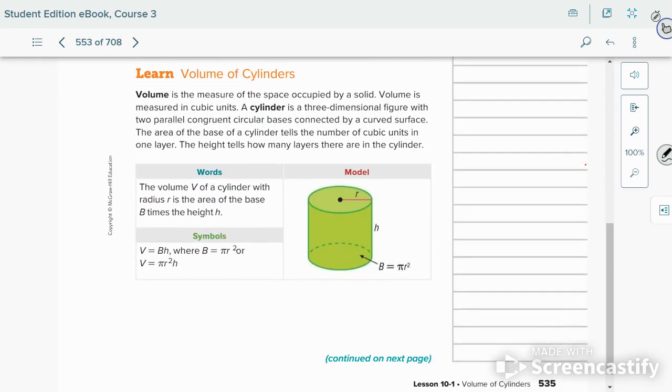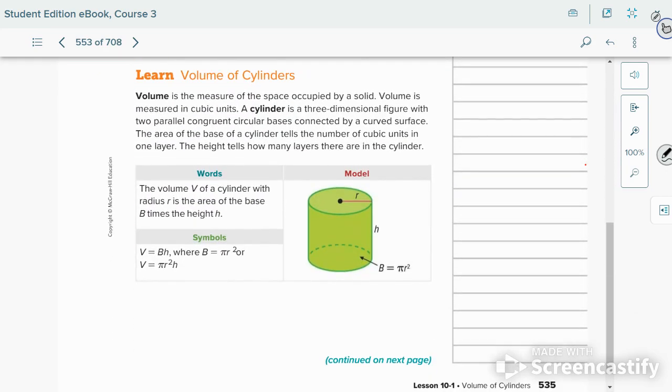Let's look down at the bottom. We've got volume is the measure of space occupied by a solid. Underline that for us. All right, how do we measure that? We measure it in cubic units. All right, so you can read about a cylinder. A cylinder is a three-dimensional figure with two parallel congruent circular bases connected by a curved surface.